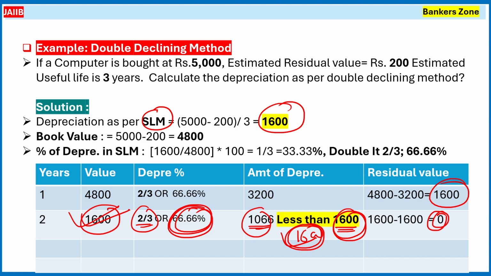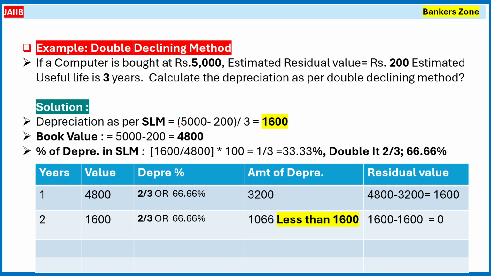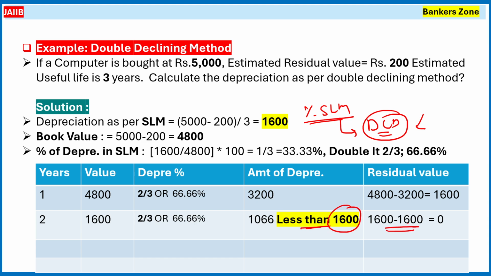So in that way, you have to calculate using the double declining method. The only point is, see, a simple formula is there. What is the percentage in the straight line method? You have to just double it for the double declining method and use that percentage. Whenever you find that depreciation using the double declining method falls below the straight line method, you have to use the straight line method again. Okay.